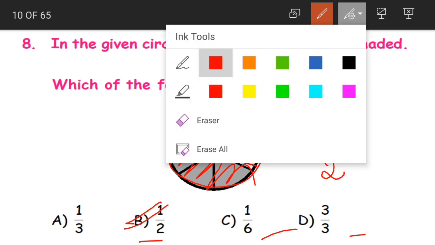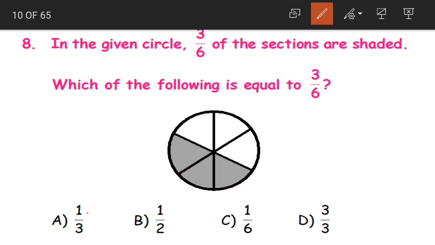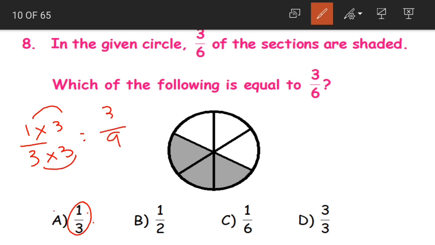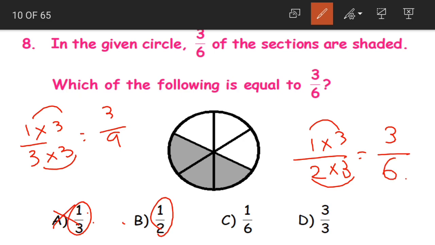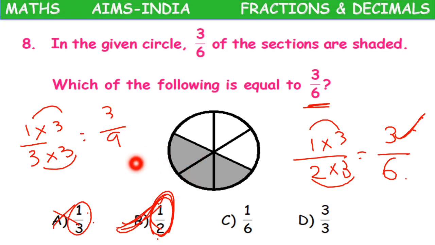Or else, we learned how to find out the equivalent fractions, right, children? Yes. So, you can find out the equivalent fractions. If you take 1 by 3 here, the first one, when we multiply it with 3, we have 1 3s are 3 divided by 3 3s are 9. No, this is wrong. Then we have 1 by 2. Again, if you multiply it with 3, 1 3s are 3 by 2 3s are 6. Yes, the equivalent fraction of 1 by 2 is 3 by 6. So, 1 by 2 is equal to our 3 by 6, that is option B.